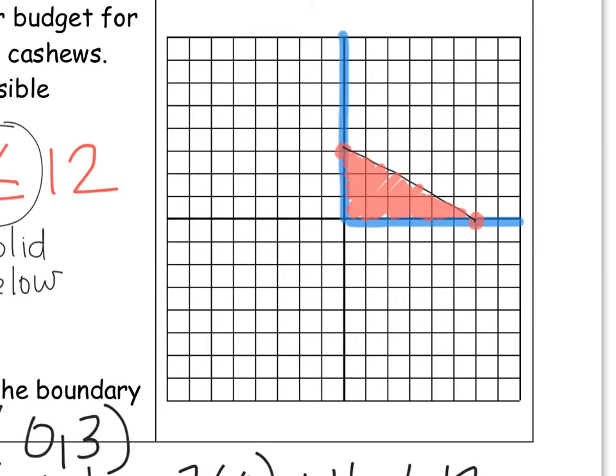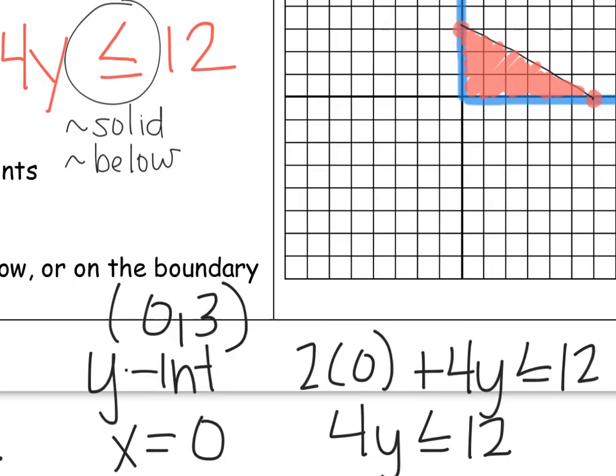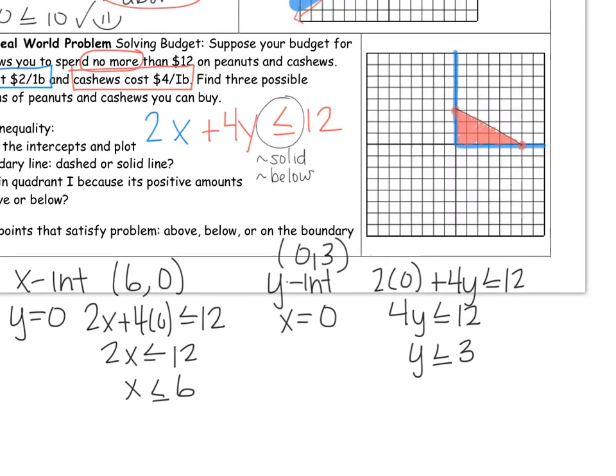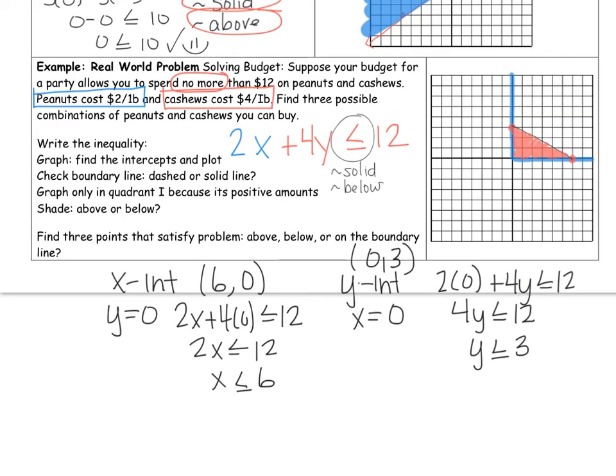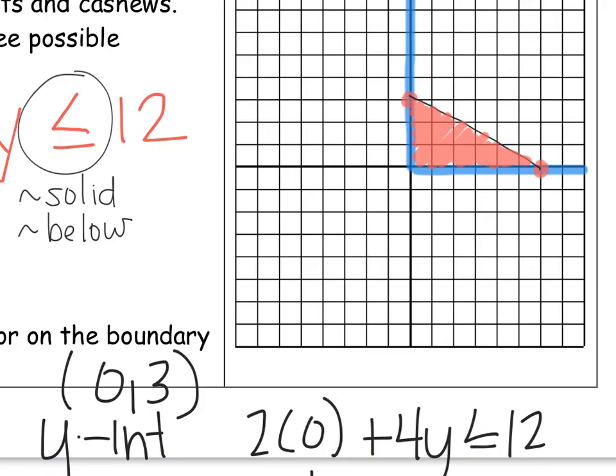We have to go back and answer the question. And the question was, find 3 possible combinations of peanuts and cashews that you can buy. So if my x-axis is my peanuts and my y-axis is my cashews, I'm just looking for points in there that will satisfy the inequality. So that's what I'm looking for.